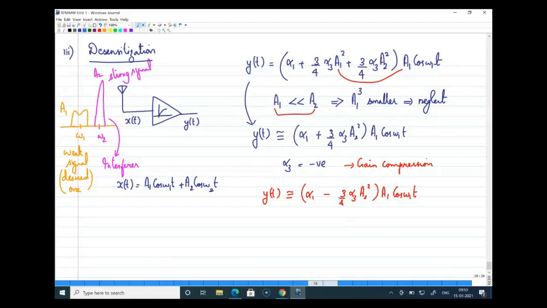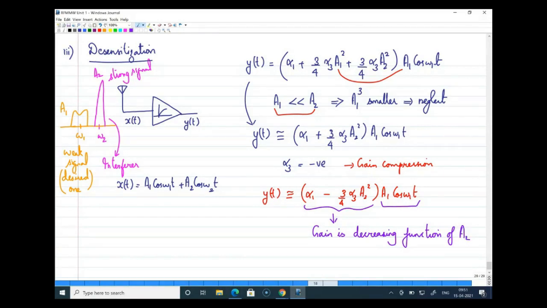Now, if you look at this, this is your input signal, A1 cos omega 1t, and this is the term which is giving you a gain, or this is your gain term. By looking at this expression, I can say that gain is a decreasing function here. I have already taken alpha 3 as negative. Now I can say gain is a decreasing function of the amplitude A2, because it is alpha 1 minus 3 by 4 alpha 3 A2 square.